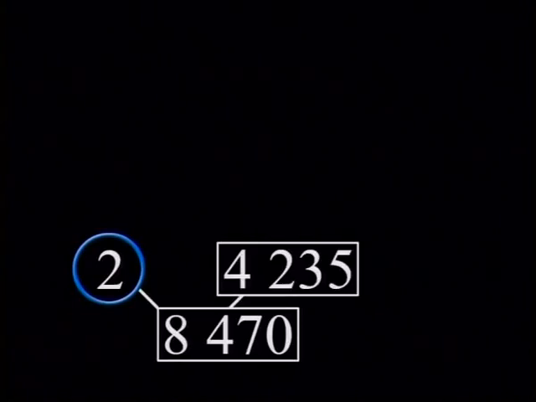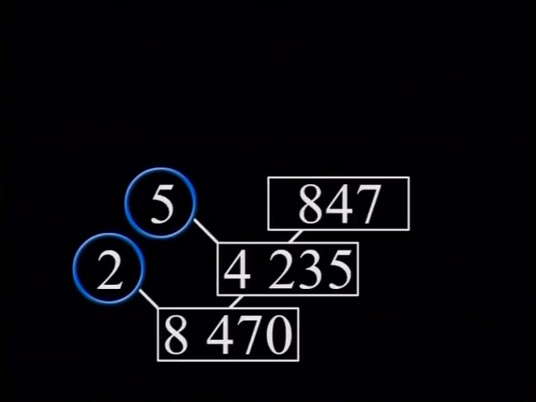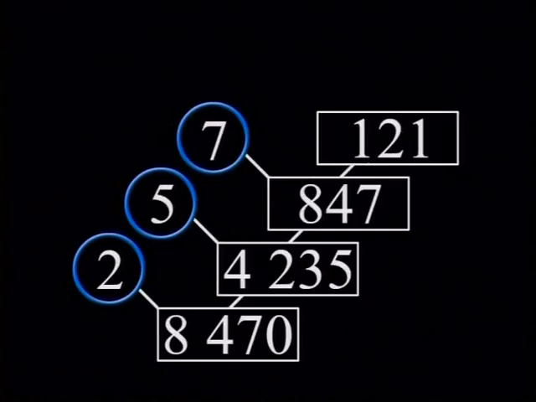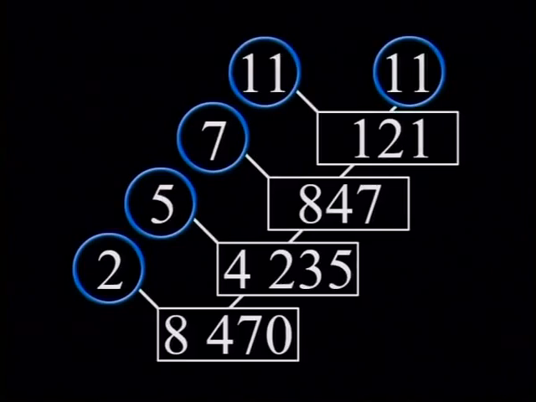Right, let's take a big number and see if we can prime factorize it. Let's take 8,470. Divide 8,470 by 2, we get 4,235. Next prime number will be 5. 5 into 4,235 will give us 847. Then we have 7 into 847. That will give us 121. 121 divided by 11 will give us 11. We cannot factorize 11 any further, so those will be our prime factors.